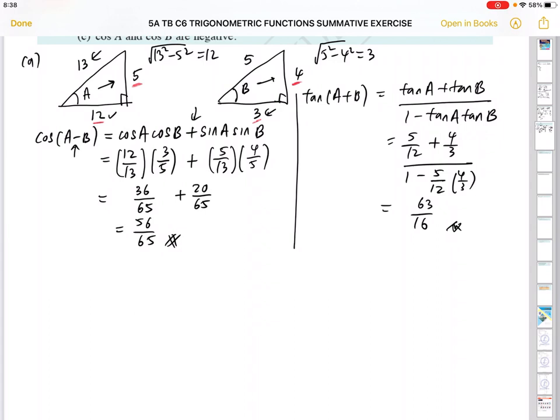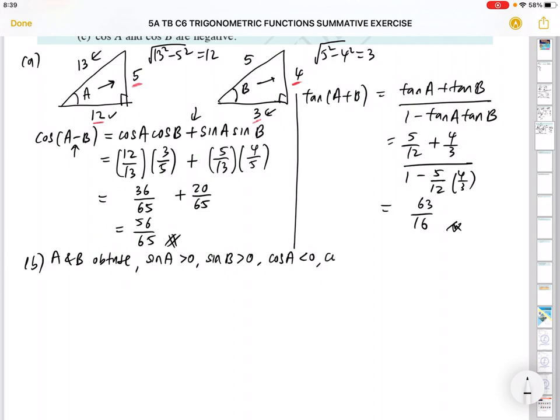When A and B are obtuse, your sine A is still more than 0, sine B is still more than 0, your cos A is less than 0, cos B is less than 0, tangent A less than 0, tangent B less than 0. Now, you don't have to write all these things. I just want to show you. Because of ASTC, if you redraw the triangle, you're going to get the same thing. So you don't have to. You just have to change the sign, either plus or minus, for all three: sine, cos, tangent.